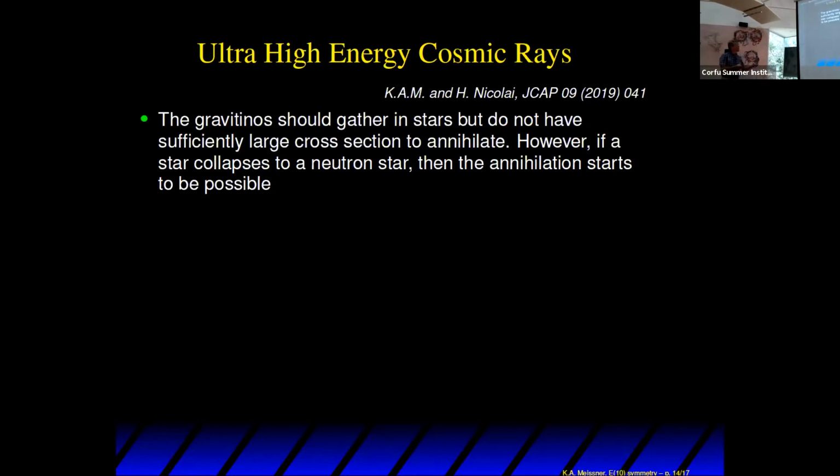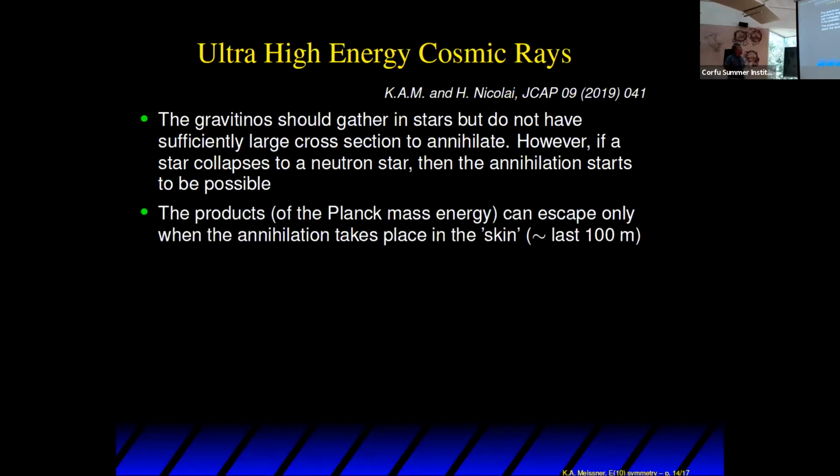So what are the other options? The gravitinos should gather in stars, presumably. But when we calculate the annihilation rate, the only way to produce something is by annihilation. The annihilation rate is too small in the sun, for example, so we will not see anything. But we propose that if a star, not our sun, collapses to a neutron star, the annihilation is big enough to see the products.